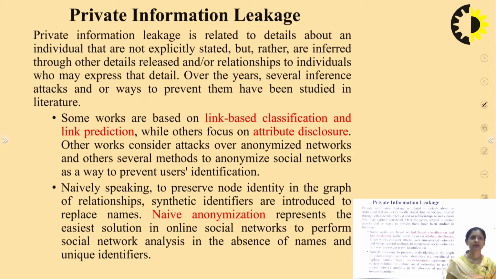Over the years, several inference attacks and ways to prevent them have been studied in the literature. Some works are based on link-based classification and link prediction, while others focus on attribute disclosure. Other works consider attacks over anonymized networks and several methods to anonymize social networks as a way to prevent the user's identification. In general layman's terms, to preserve node identity in the graph of relationships, synthetic identifiers are introduced to replace the names.